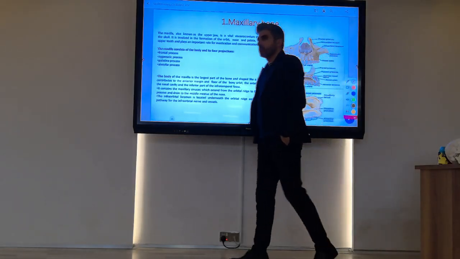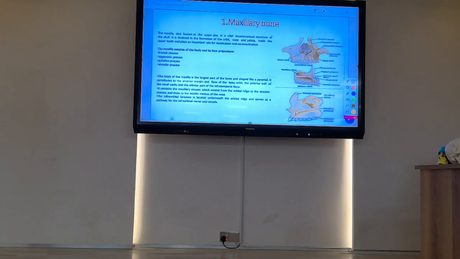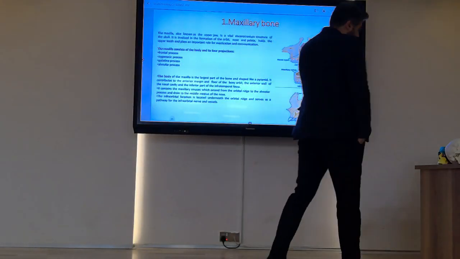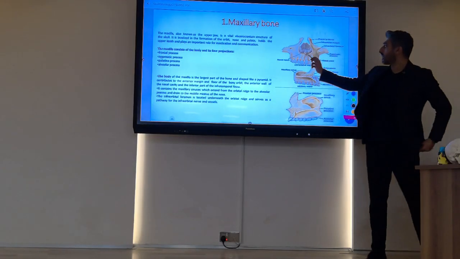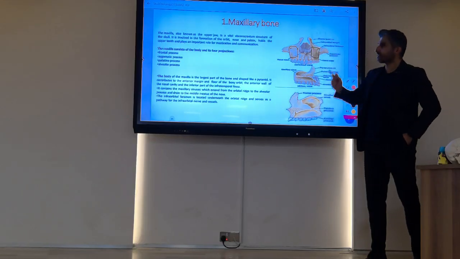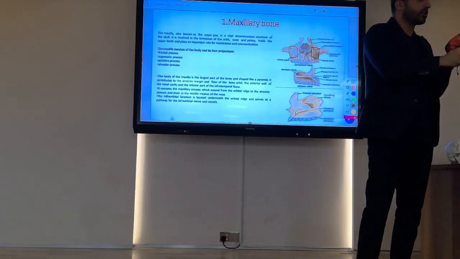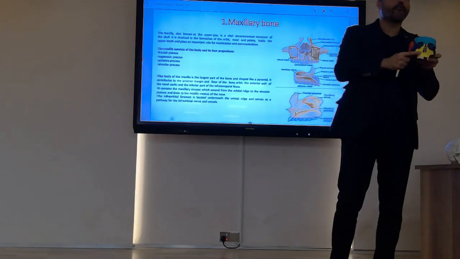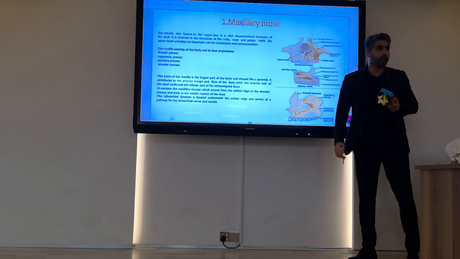We start with the maxillary bone, the upper jaw. It has 16 teeth, 8 on the right side and 8 on the left side. When you see the maxillary bone, it has a body. The center of the bone is the body of the maxilla. The sinus is here, inside the body of the maxilla. And this bone has 4 processes. 1, the alveolar process.